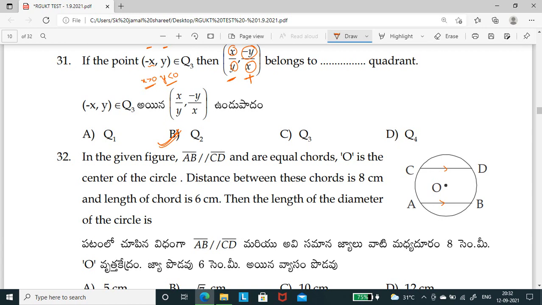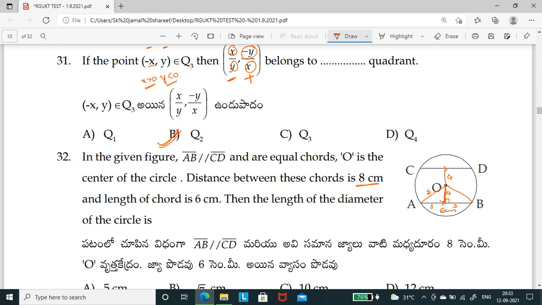So simply you can observe. You can join this, and what he has given, the length of the chord is 6 centimeters. So when you drop a perpendicular, this will be divided into 3 centimeters and 3 centimeters, and this will be perpendicular and it will bisect the chord. Next, the distance between these two chords is given as 8 centimeters. So from here to here it is 8 centimeters. That means this is 4 centimeters and this is 4 centimeters.